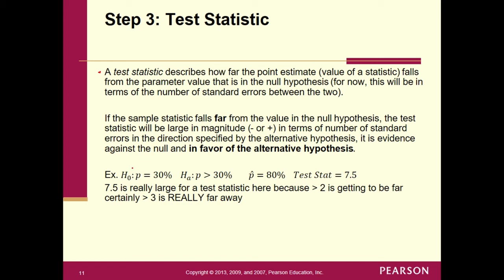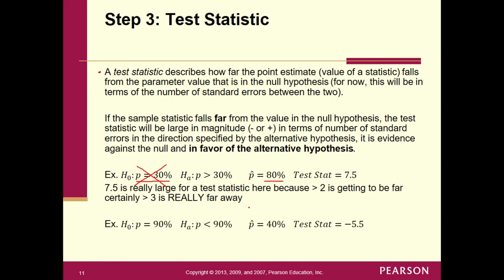That's telling us that since this is so far away from the value in the null, this is probably not the value for p. That p has to be closer to p hat. It can't be at 30%, it's got to be closer, right? And that means it has to be greater than 30%. That's all we're talking about here.